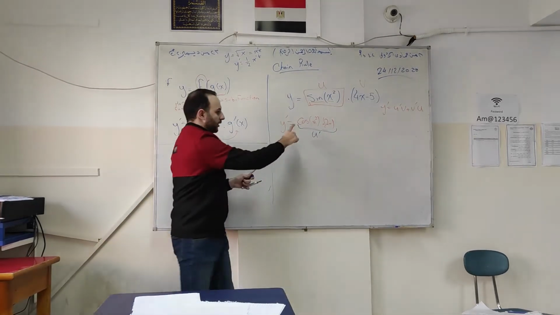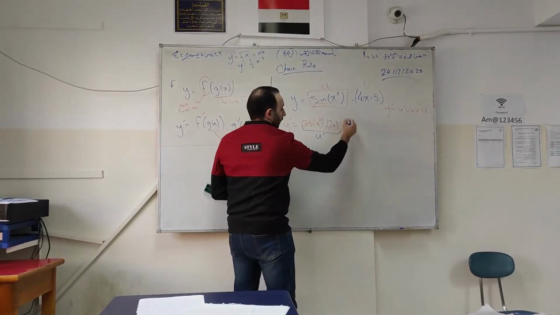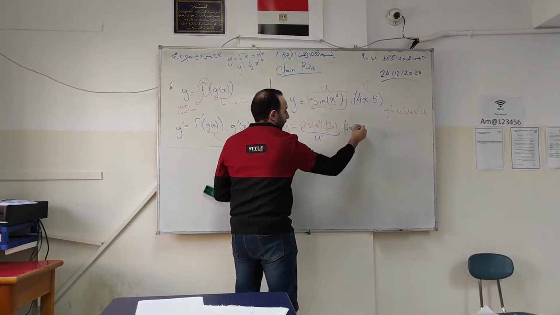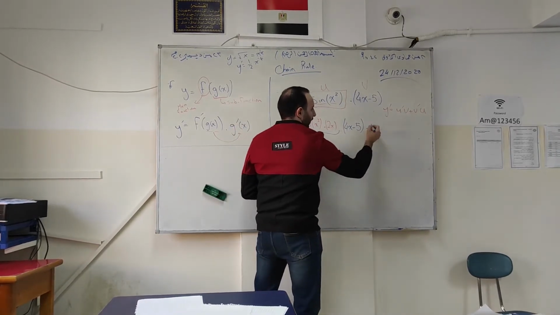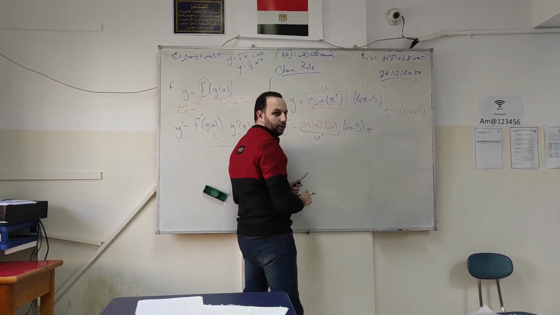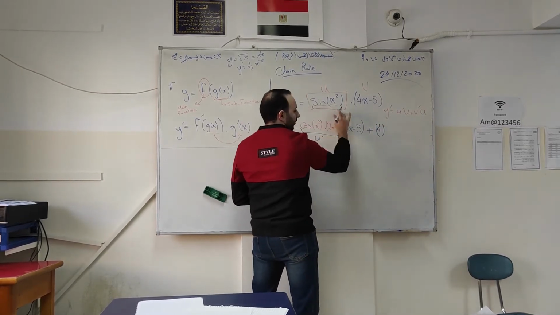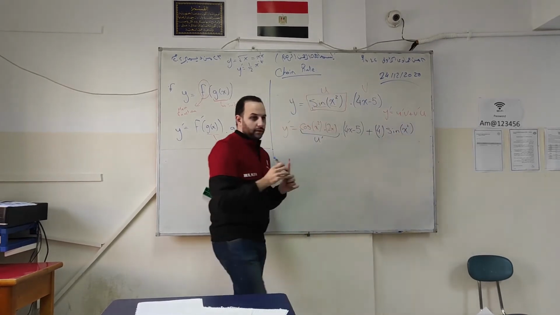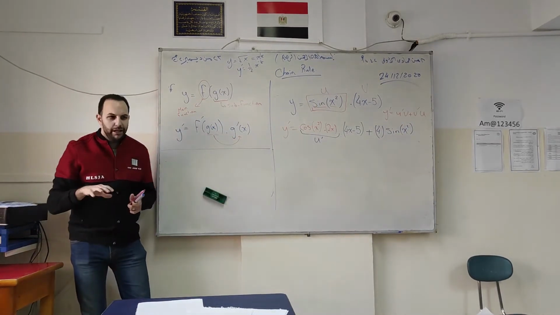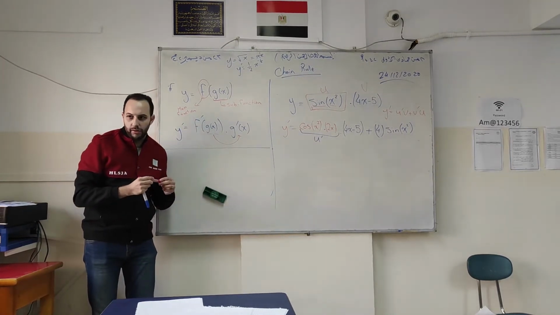Again, all of this is u dash. Then I'm going to multiply by v, 4x minus 5. Okay? And then this v dash, what is the v dash here? 4. Yes, and then u itself. So a chain rule may be embedded inside a product rule, like this here.